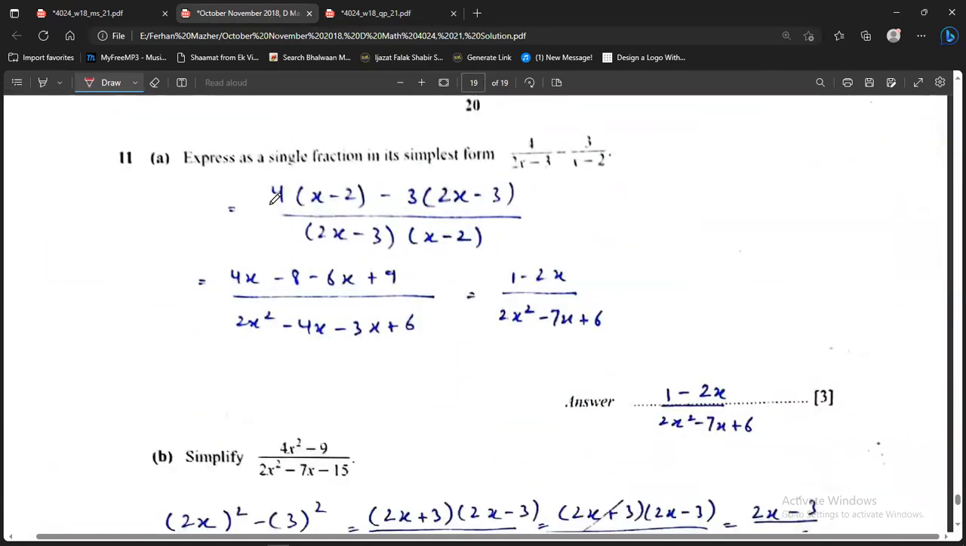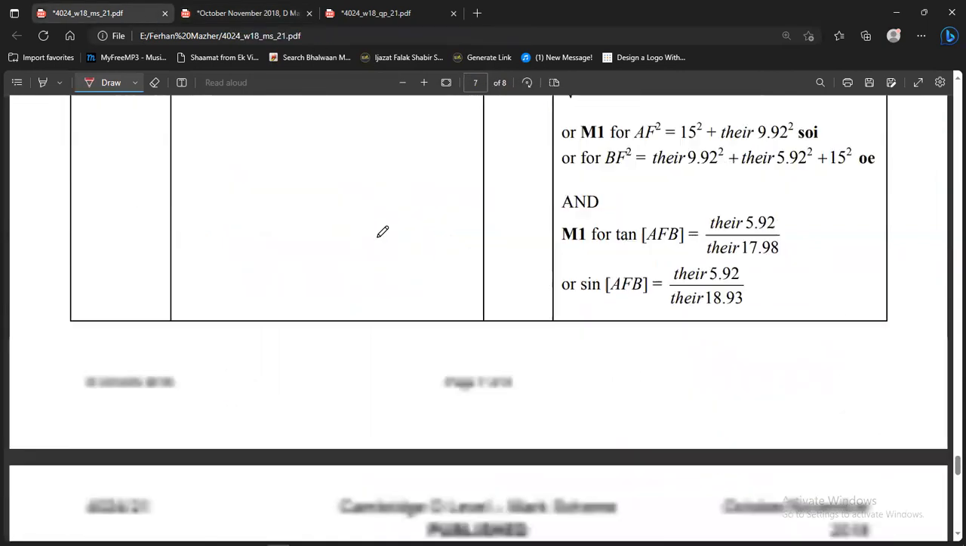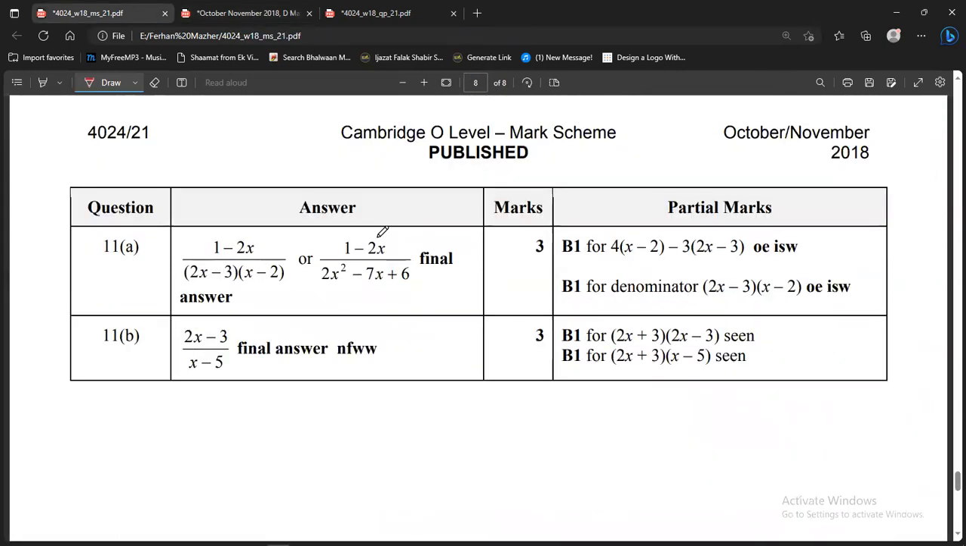So upstairs we will have 4 bracket x minus 2 minus 3 into 2x minus 3. So here you will have 4x minus 8 minus 6x plus 9. The whole thing, you multiply these two, you get 2x square minus 4x minus 3x plus 6. And you will get 1 minus 2x in the numerator and 2x square minus 7x plus 6 in the denominator. So let's check. Yeah, this is our answer.